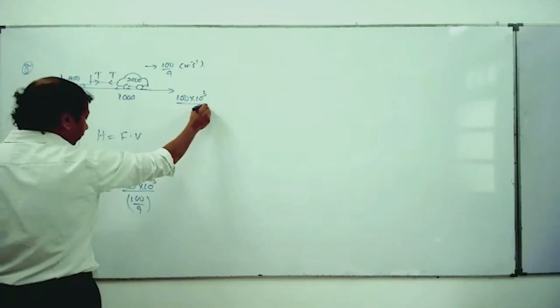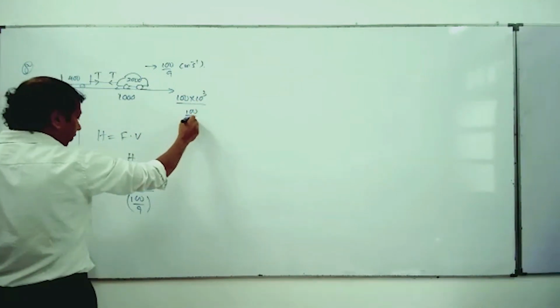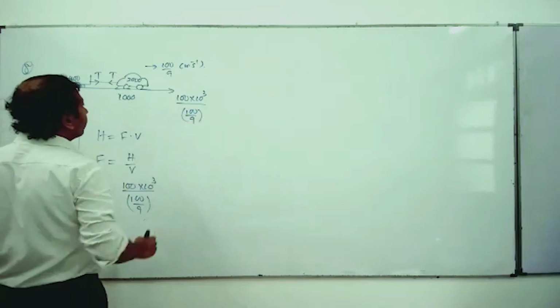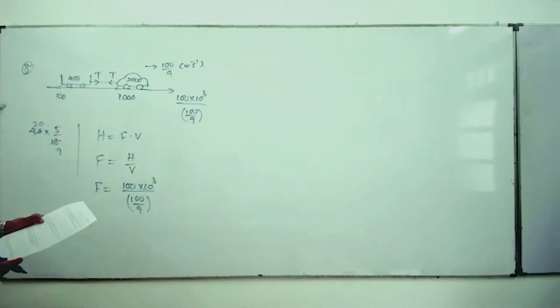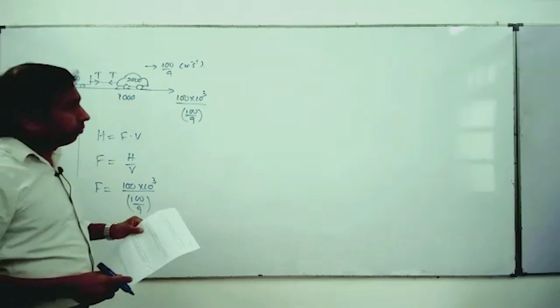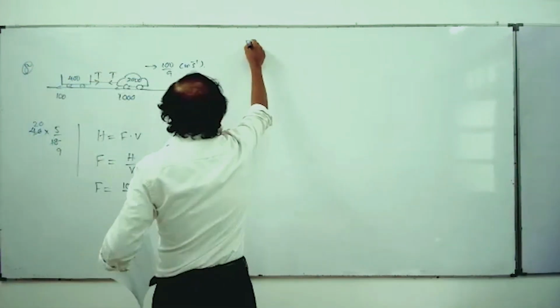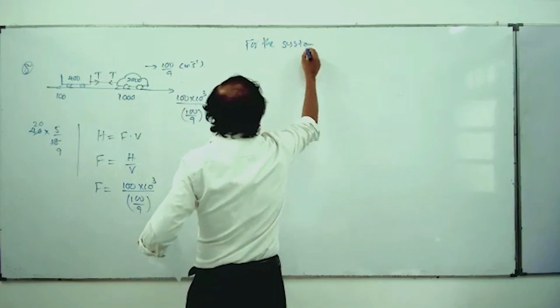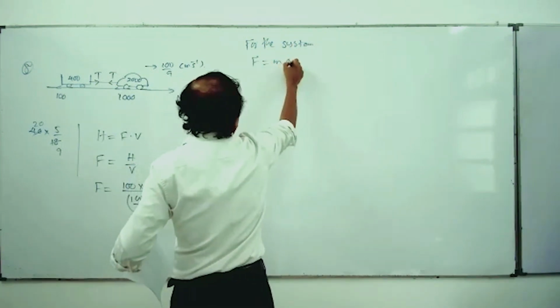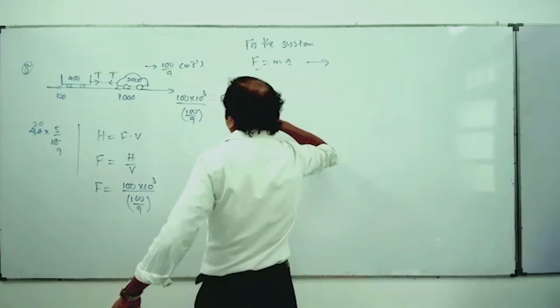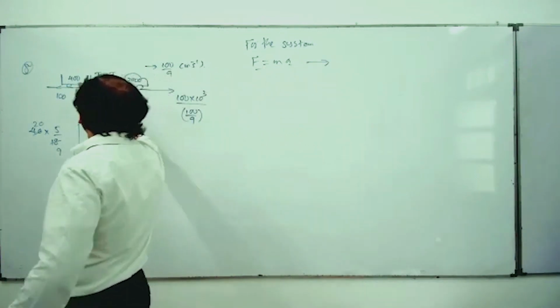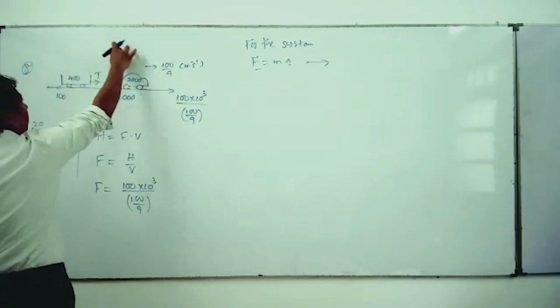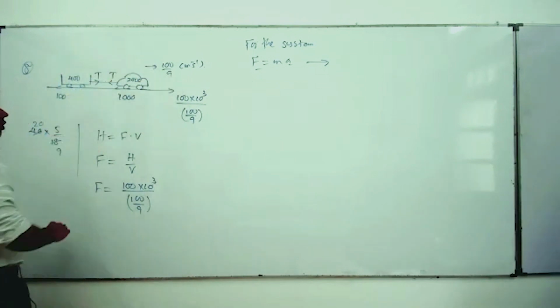100 into 10 to the power 3 divided by 100 by 9. Find the acceleration. Acceleration we can write, for the system, we apply F equals MA. System means car and the caravan both. When you take the whole thing, this tension will cancel out.